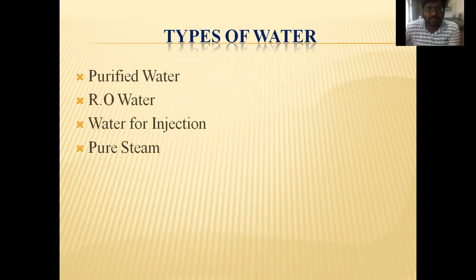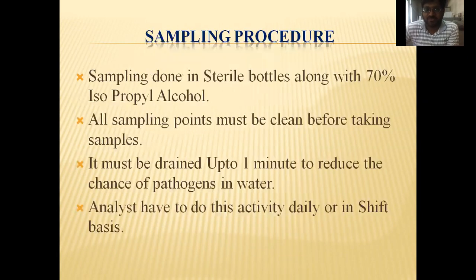After the separation from the raw water, it is categorized into different types of water: purified RO, water for injection, and pure steam. Pure steam is generated from the water for injection. The rest of the three, purified RO and water for injection, are essential and important water types in pharmaceuticals. First thing is the sampling procedure.